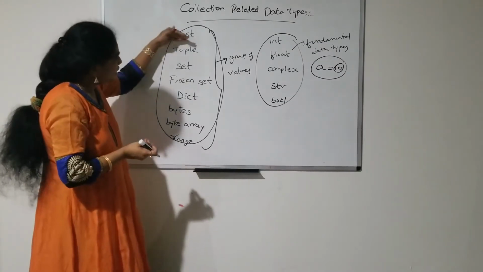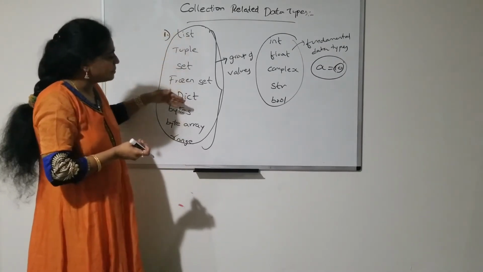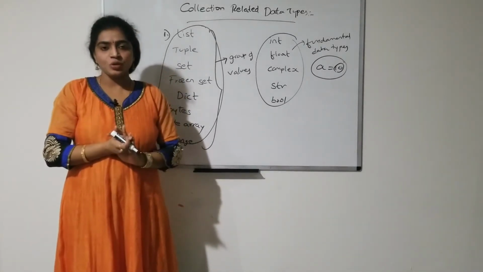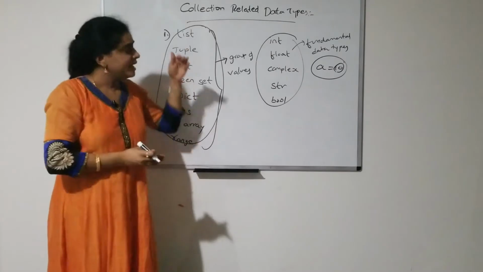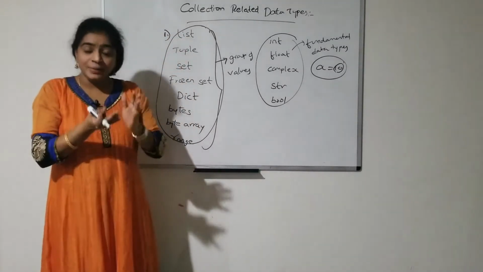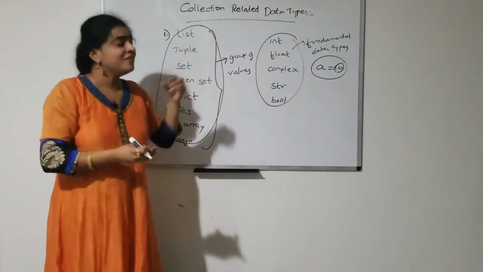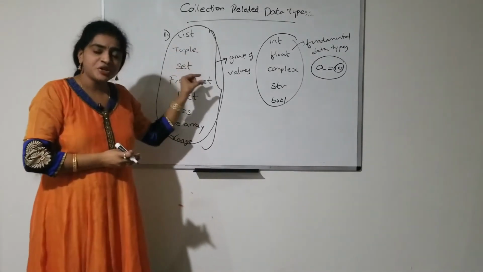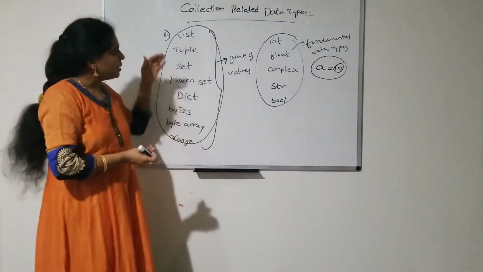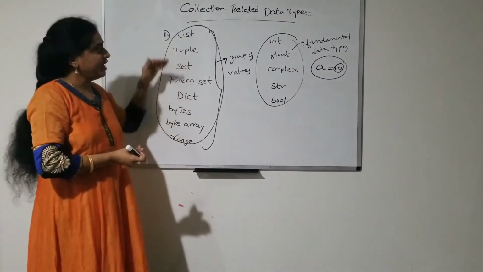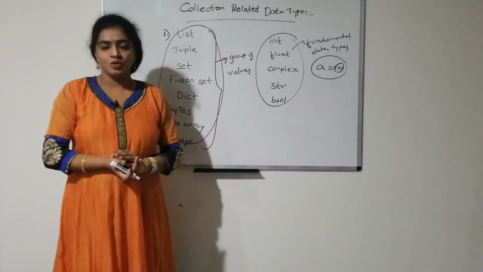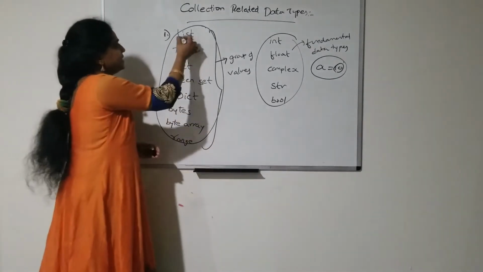For each and every collection related data type, they allow different properties. Each and every collection related data type will have different properties. So, depending upon our requirement, we have to select which collection related data type we have to use. Now let us learn about each and every collection related data type in detail. First, let us learn about the list data type.